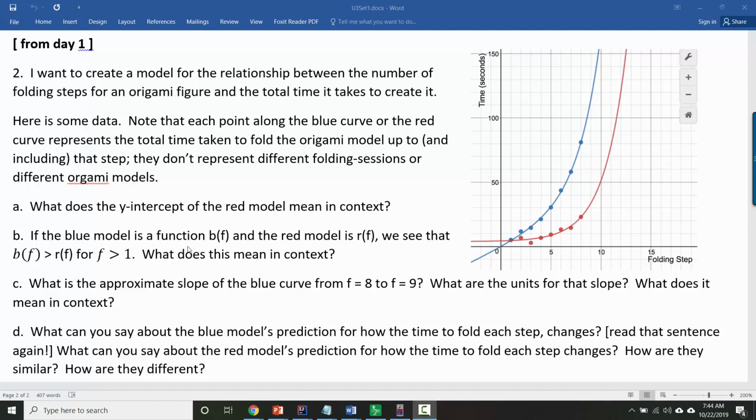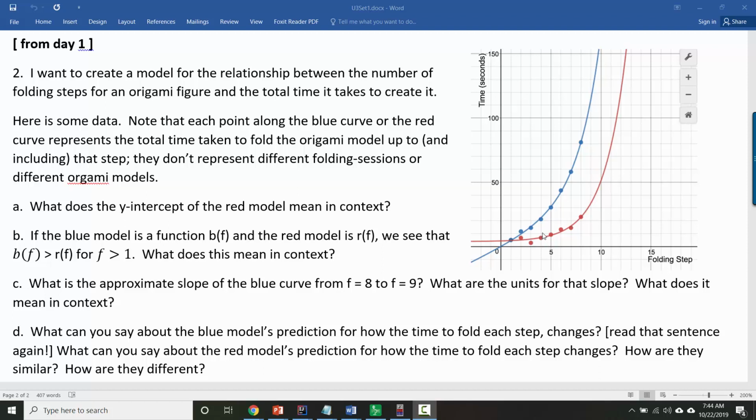Part B says the blue model is BF and the red model is RF, and we see that BF is larger than RF. Remember, those are talking about the y values. So this math is just saying the blue curve has a height that's bigger than the red curve whenever our input variable f is larger than 1. And that's just visually obvious here.